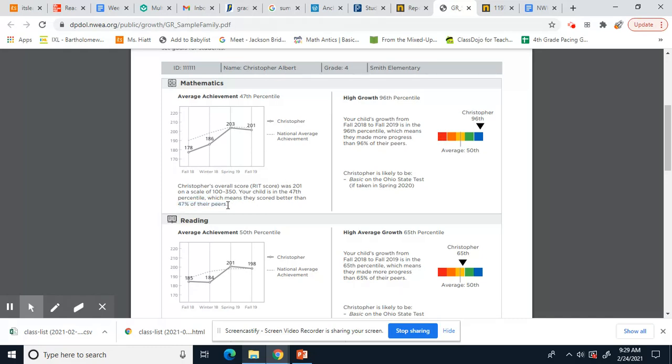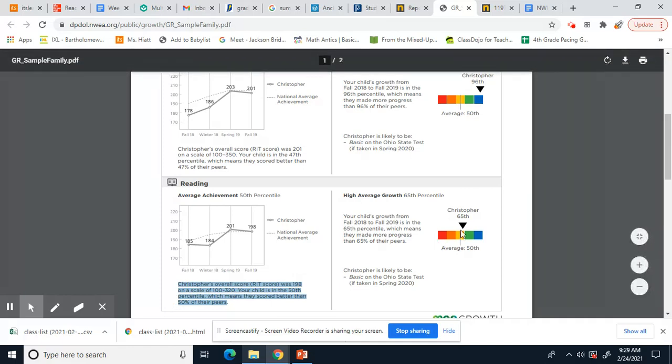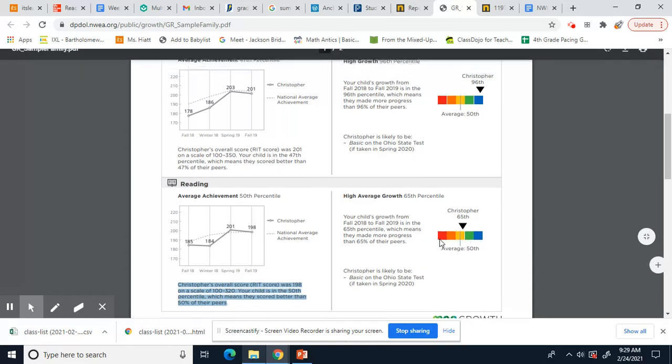If the achievement score is low and their growth is low, that's something you want to look at to be more concerned. Same thing for the reading down here. Achievement scores are over here. Again, the student would be average, at 50% of their peers, with more of an average growth here. He made more progress than 65% of his peers.